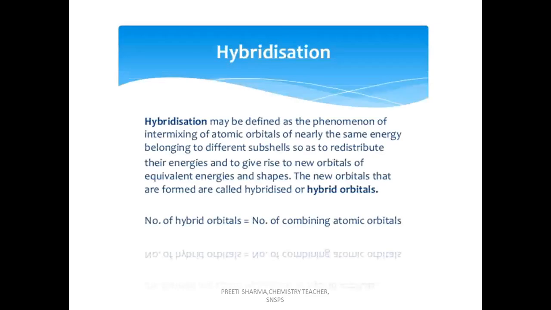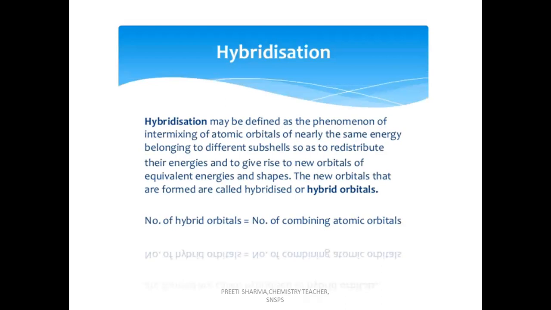Yesterday I talked about the overlapping of orbitals. There are two types of bond formed by overlapping: one is the sigma bond and the second is the pi bond, right? And this hybridization topic is based upon overlapping only. What do you mean by hybridization?